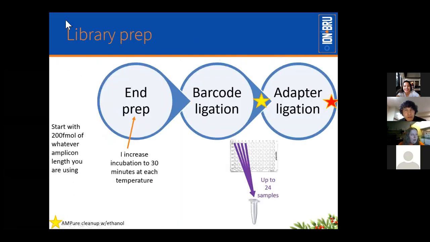So for the actual library prep, if you are using different amplicons or a different sample altogether, just note that you should start with 200 femtomoles here. For this protocol, you're starting with 50 nanograms.